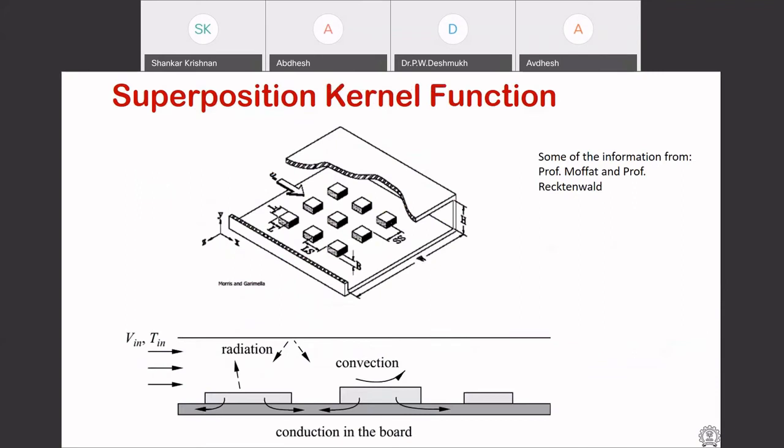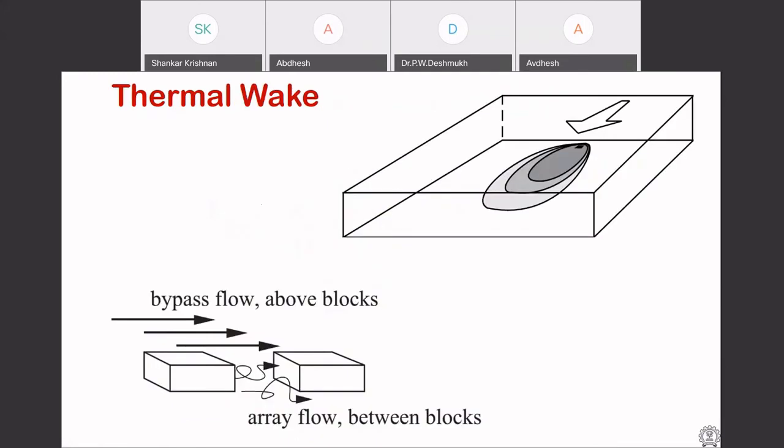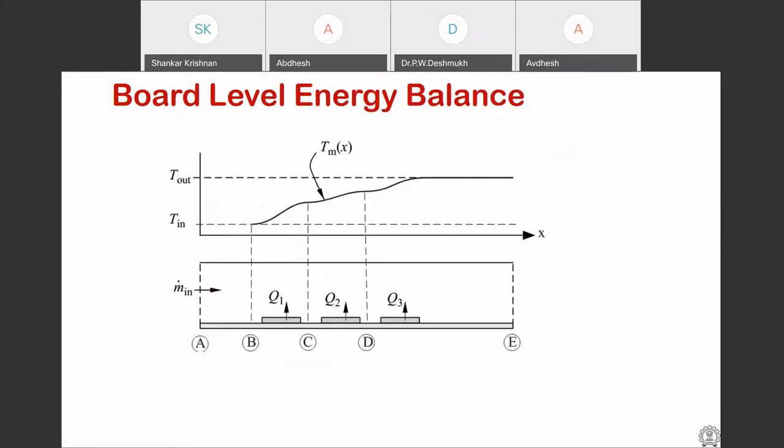One can spend a little more time developing a much more detailed way of calculating this adiabatic heat transfer coefficient by using what is called the superposition kernel function. This work is actually by Professor Moffat from Stanford, and he did first principles experiments to show how one can use what we already know to develop a somewhat general principle for these boards. So as I discussed before, this is an inlet temperature.